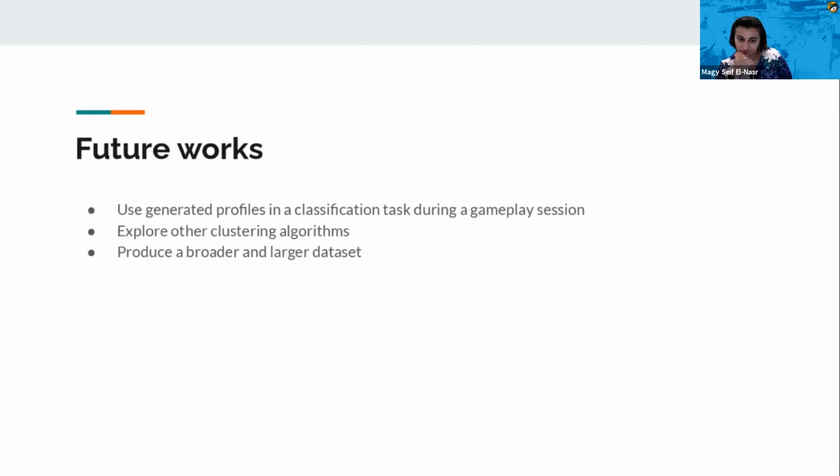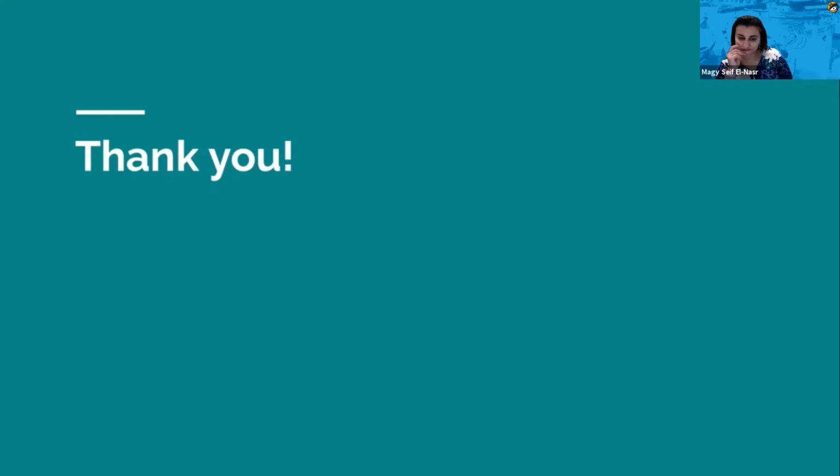As future work, we intend to use behavioral profiles generated by our approach as classes for player behavior prediction in gameplay time, that could be achieved by generating node embeddings during the gameplay session and inferring its profile using a classifier previously trained. We also intend to explore other clustering algorithms such as density-based and hierarchical ones, and also produce a broader and larger dataset. Thank you.